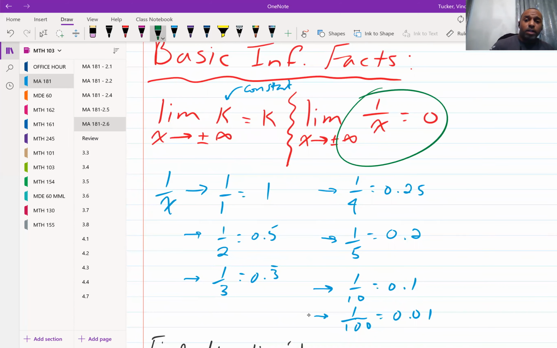So that's what we're saying right here. A number over infinity, no matter what the number is, even if it's 1 million over x, if x is going to infinity, eventually that x is going to get larger than 1 million because there is nothing larger than infinity. And it's going to continue to approach and get closer and closer to 0.